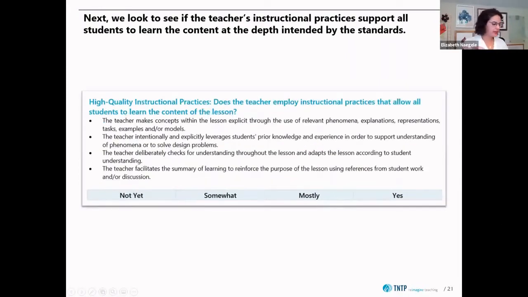So let's move on then to talk about the practices. The next two sections of the tool, which are on instructional practices and on student ownership. So when we think about high quality, after we think about high quality content, we look to see if the teacher's instructional practices support all students to learn the content at the depth of the standards.